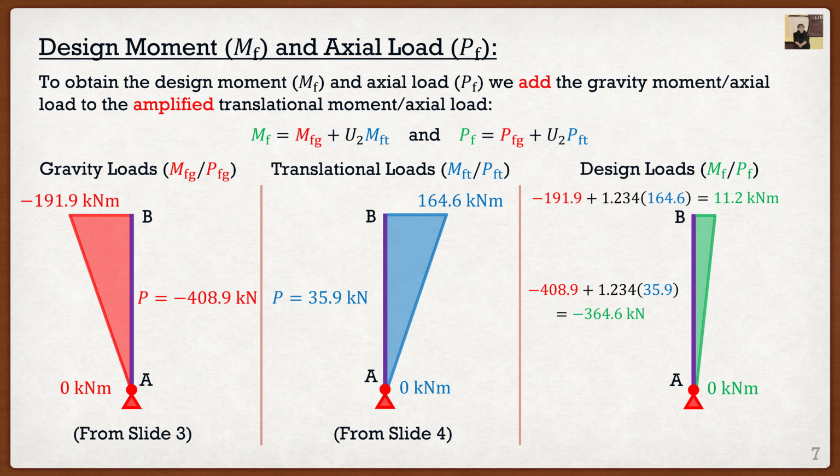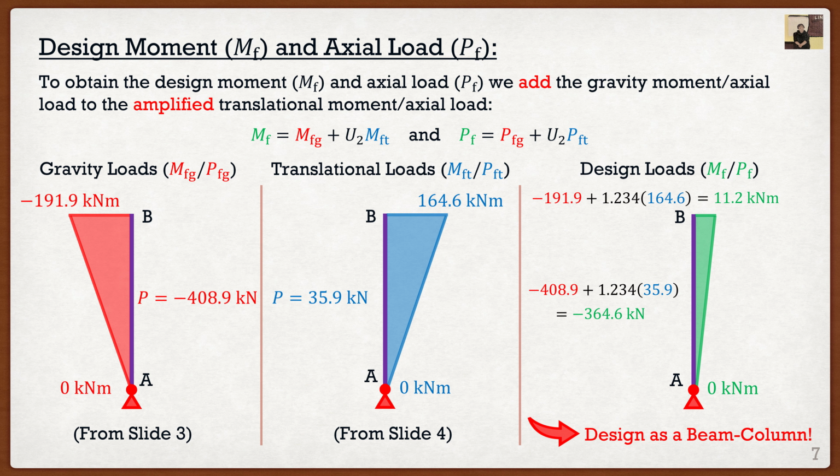Now, that would be it. This is the simplified analysis procedure, because at this point we have our beam, we have our moments, and we have our axial load. We can simply design this as a beam column. So I go through my beam column checks. If it meets everything, we are good to go.